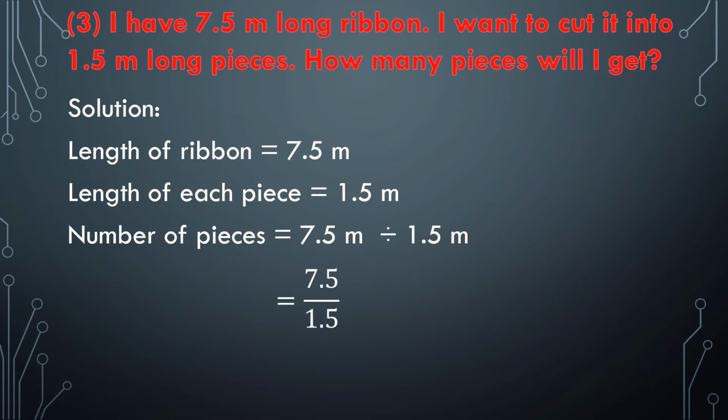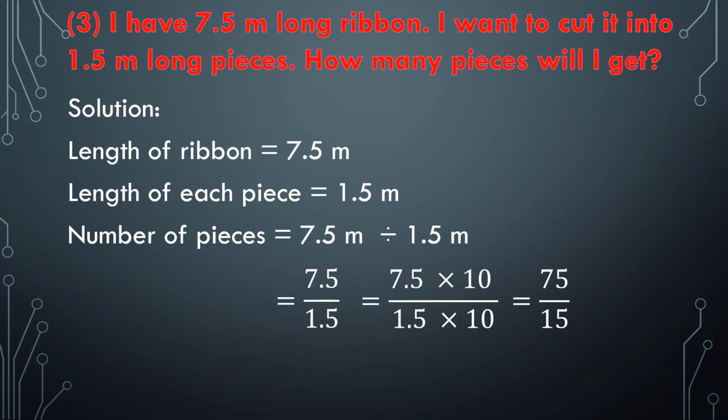Now write it as fraction 7.5 upon 1.5. See, in this question, numerator and denominator both are decimal numbers. So what we have to do? Yes, first we need to remove the decimal point and change the divisor into a whole number. 1.5 has one digit after decimal. So we multiply the numerator and denominator by the same number 10. Now do the multiplication and we know that if we multiply a decimal number by 10, decimal point shifts one place to the right. So we get 75 upon 15.